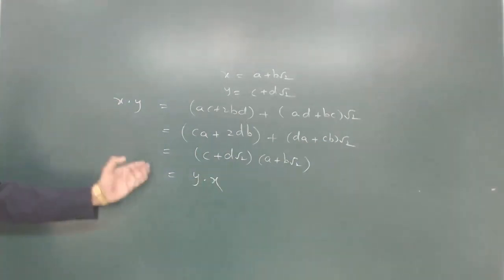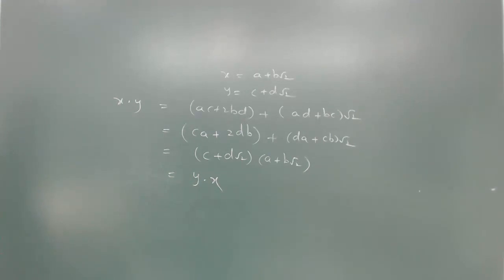So x dot y is equal to y dot x, so it satisfies the commutative property also. Now there is one thing left that we have to verify: the distributive properties, and we have to verify that if you take any non-zero element, it will possess a multiplicative inverse. So we have to make sure that there is an element in Q of root 2 which is nothing but the multiplicative inverse there. That we have to mention.